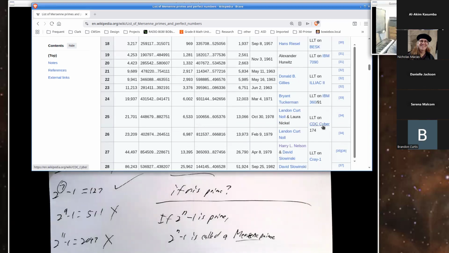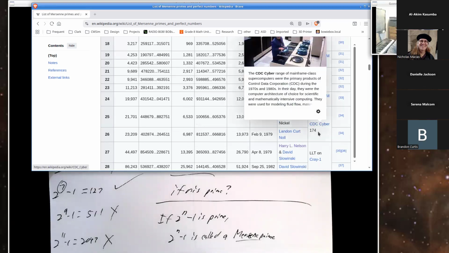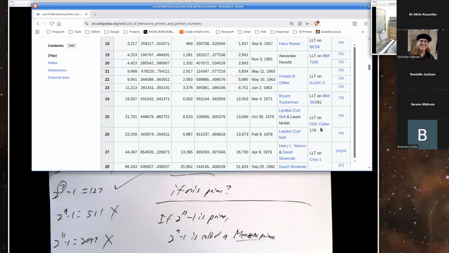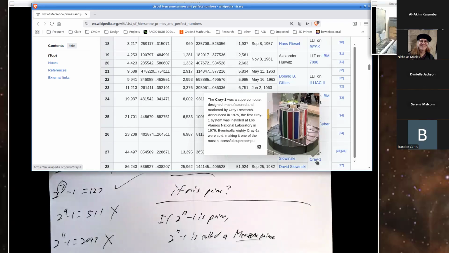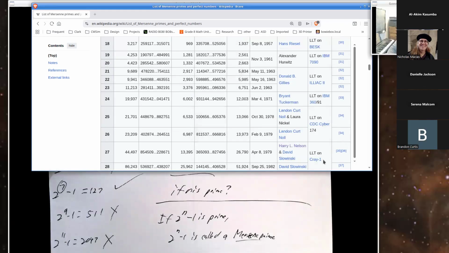So more big iron, CDC, Control Data Corporation's Cyber computer, and then Seymour Cray left CDC and started building his supercomputers, the first one being Cray 1. And these were just chowing on larger and larger Mersenne primes.